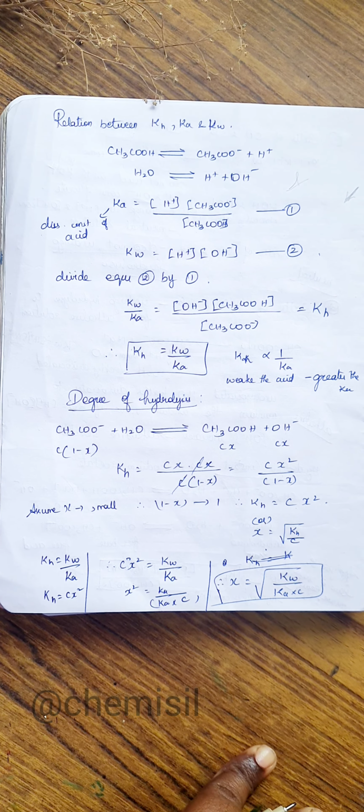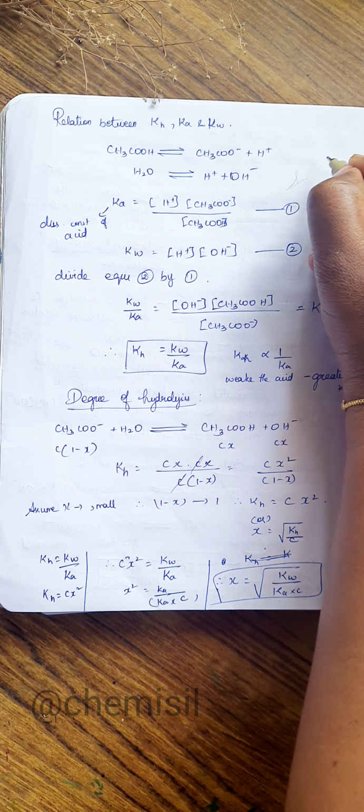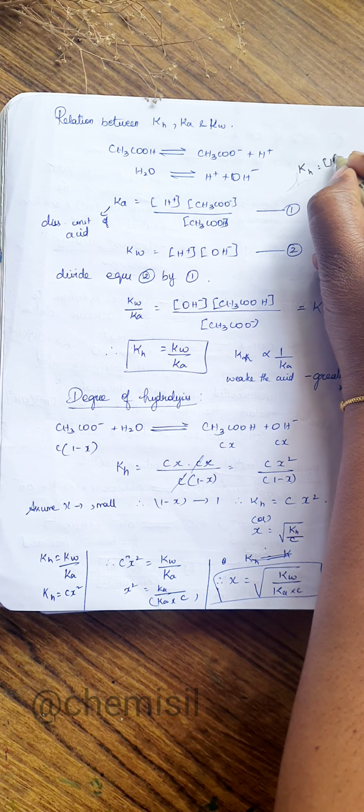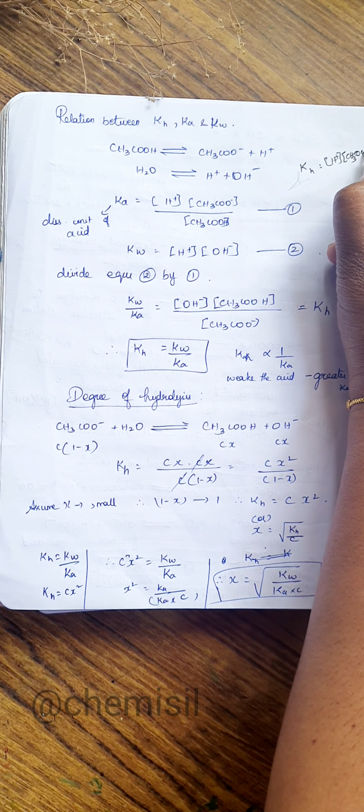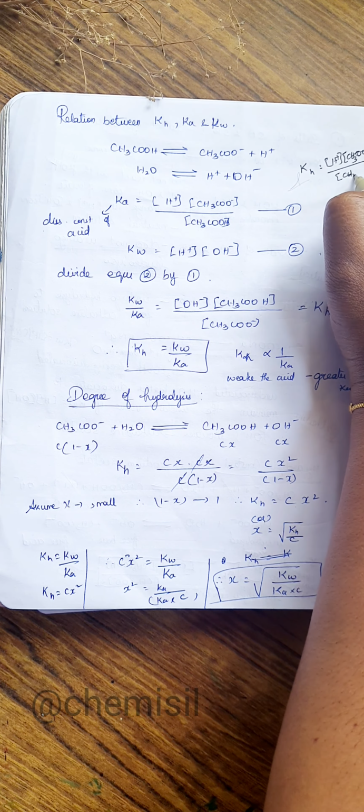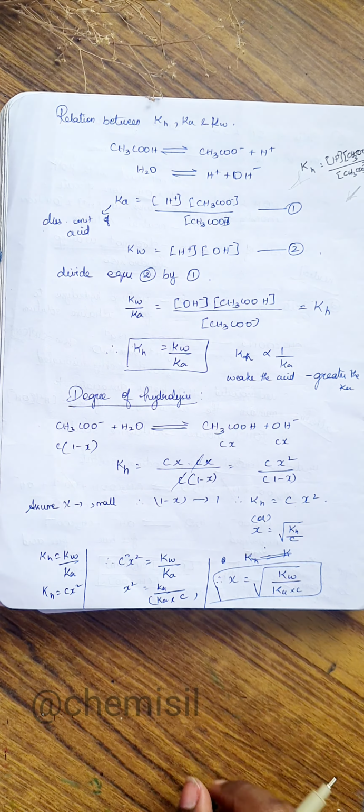So you know what is hydrolysis constant? KH. KH is equal to the concentration of H plus ion times the concentration of CH3COOH free acid, divided by the concentration of acetate ion. So let us keep this equation aside.